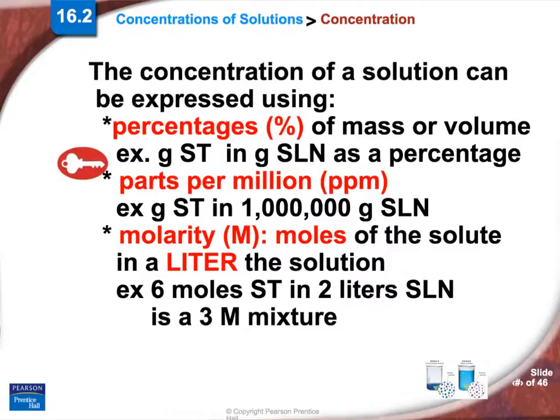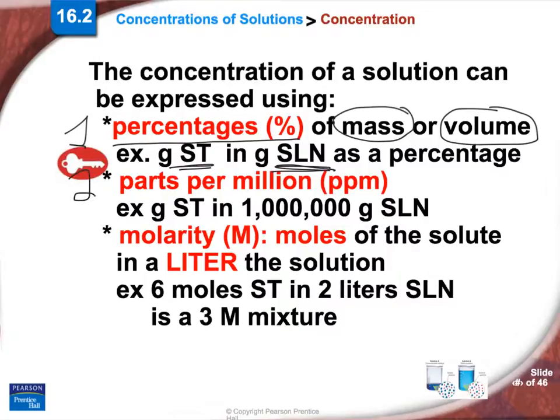When we talk about concentration of a solution, we can express it mathematically three different ways. The first way is percentages. Now, when we talk about percentages, it has to be all mass or all volume. You can't do mass over volume or volume over mass. It has to be one or the other. When we look at percentages, remember it's solute per total solution. That's what ST stands for, solute, and SLN is solution. So take a second and pause here to write down percentages.